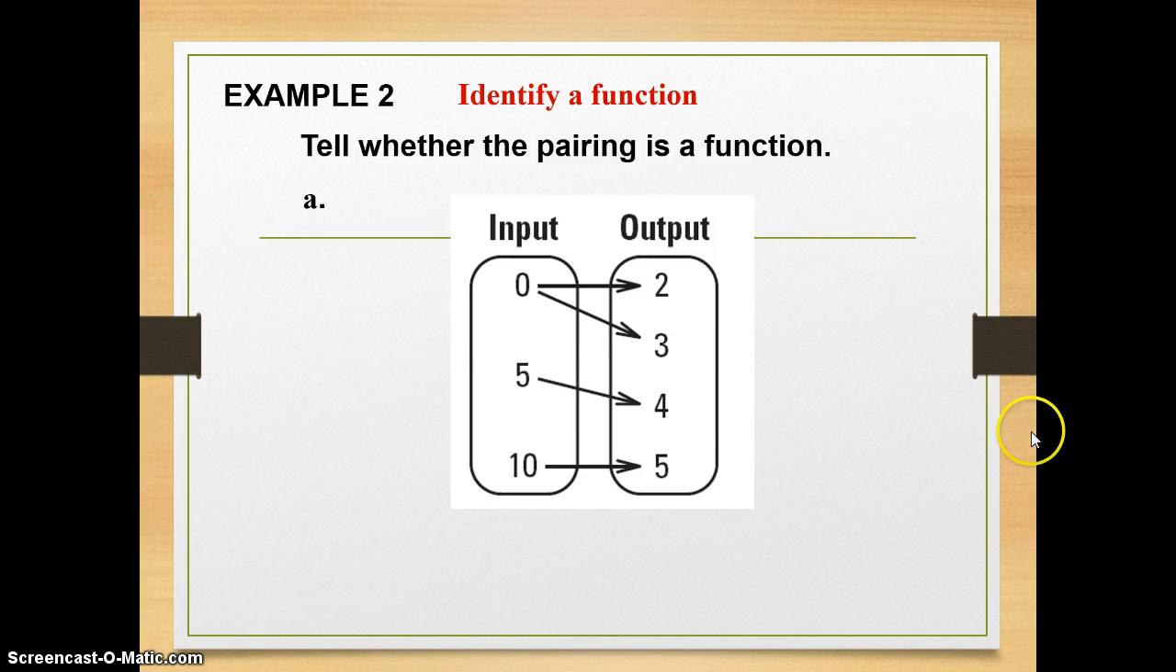So this pairing is not a function. In order to be a function, there has to be a unique output for every input. So meaning the input values cannot repeat. So in this example, 0 is being shared between 2 and 3. So you cannot share x values or input values. So this is not a function.